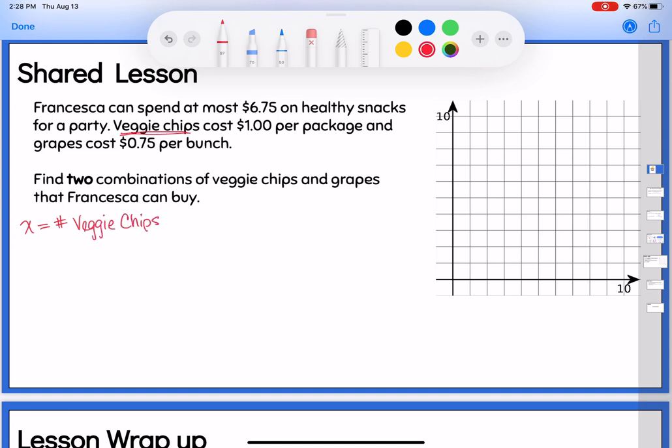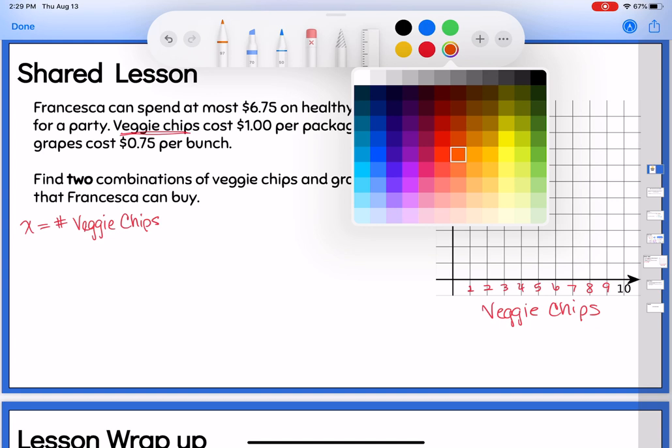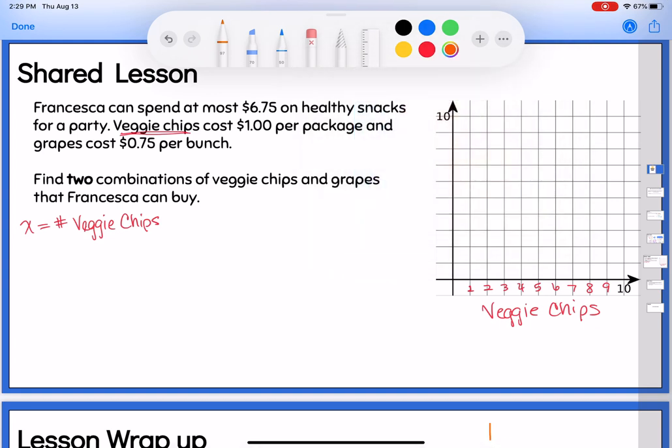And since I noticed that my graph doesn't have any labels on it either, I'm going to go ahead and put veggie chips on my x-axis as I go. Right now I do notice that it has a number 10. So just to help me out, this is 1, 2, 3, 4, 5, and so on, right? Just to make sure. Okay, so that must mean that grapes will be y. So y equals the number of grapes.